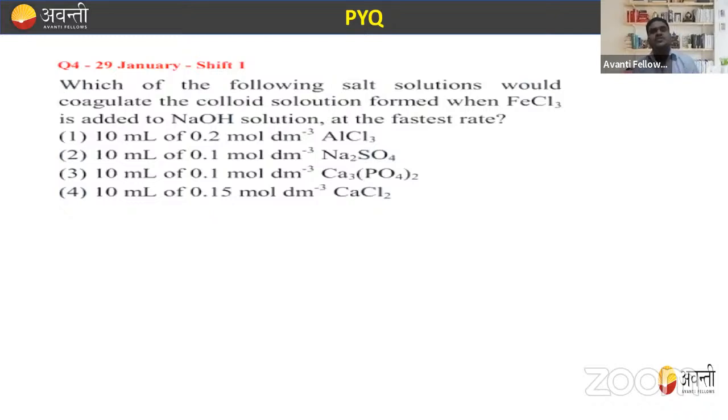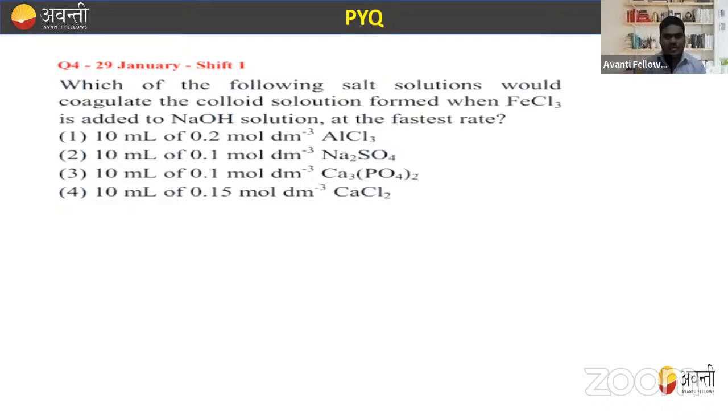Now, the next question is, which of the following salt solutions would coagulate the colloidal solution formed when FeCl3 is added to NaOH solution at the fastest rate? So we know what coagulation is, right? Coagulation means the loss of stability due to the charge differences. So which of the following salts would coagulate the solution formed when FeCl3 is added to NaOH solution at the fastest rate?